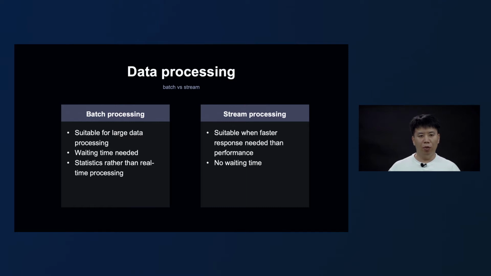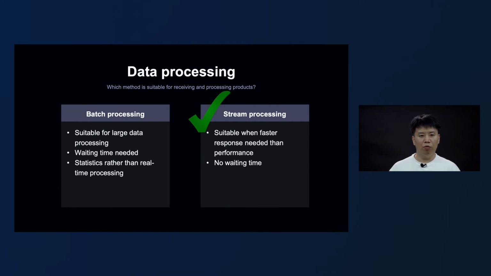There are two ways of processing data. First is batch processing. It's suitable for large data, but it takes time to gather data, so it's more suitable for statistics than real time. On the other hand, stream processing doesn't require waiting time, so it is suitable when a fast response is needed.